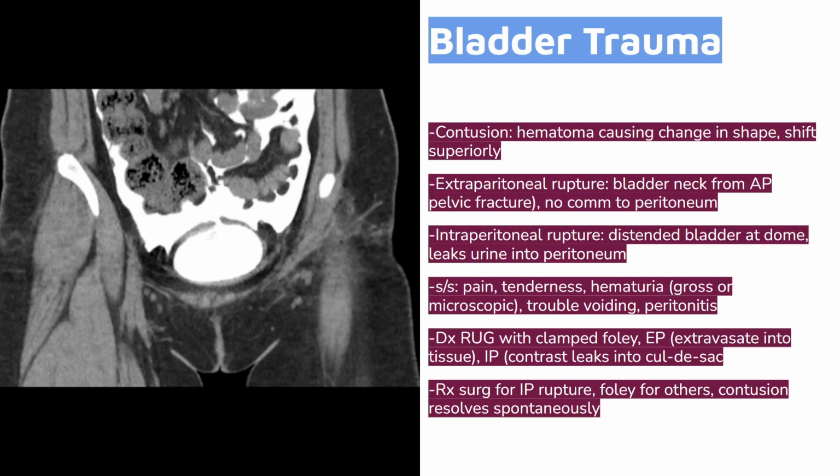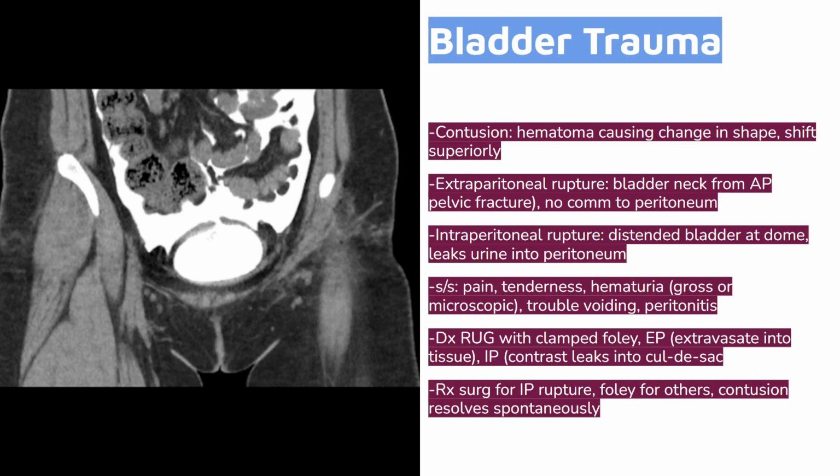Bladder trauma, right? You can have a contusion, which is just a hematoma causing a change in the shape and shift of the bladder superiorly. That's ideal. Contusions don't require surgery. Extraperitoneal rupture, bladder neck, no communication to the peritoneum.